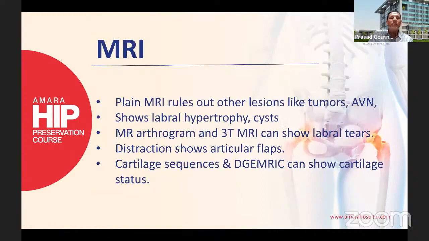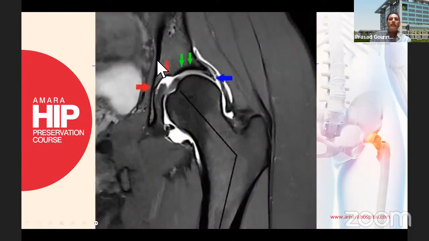MRI is great more to rule out other lesions like tumors and AVN for me. It does not show bony detail and does not allow me to measure angles like I'm used to. So I use it more as a screening tool to rule out other pathology, but it shows labral hypertrophy and labral cysts very well, soft tissues really well. Look at the detail you can get with a good MRI.